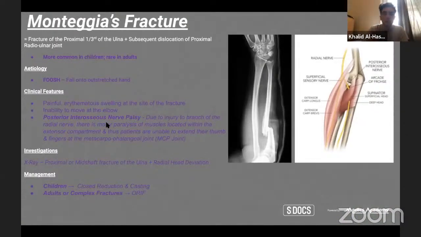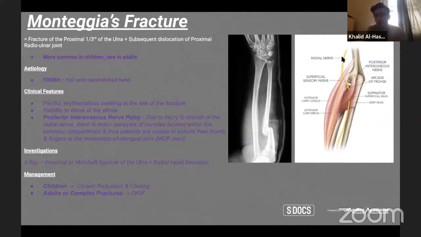The posterior interosseous nerve is a nerve that is a branch of the radial nerve, which wraps around the posterior end and innervates usually the extensor compartments and also the triceps and posterior parts of the arm. It is a motor nerve, and it results in a motor paralysis of the muscles located within the extensor compartment. Thus, patients generally tend to struggle with extension of their thumb and their fingers at the MCP joints, metacarpophalangeal joints, also known as the knuckles. I would recommend that you remember this.